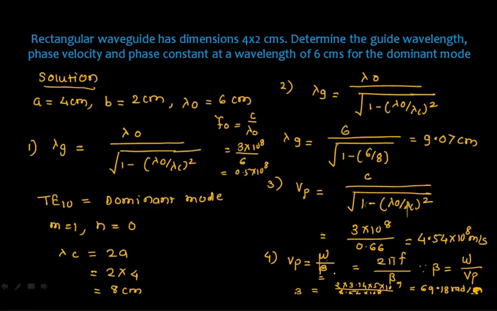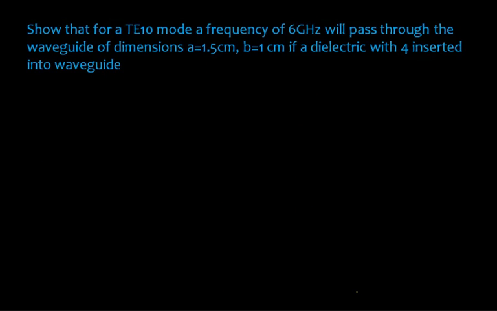So we have solved our problems in such a way, of a dimension of A is equal to 1.5 centimeter, B is equal to 1 centimeter, if a dielectric with constant 4 is inserted into the waveguide. So now what we have done here, we have not used air as a dielectric. Your dielectric is other than air, and for that they have given you a dielectric constant. I think we have already talked about how we can find out the wavelength if the dielectric is other than air. So first we'll see what things are given here.